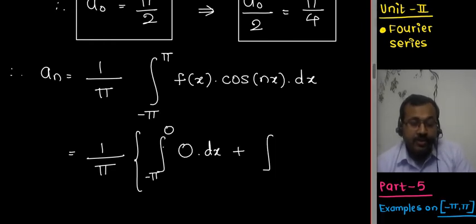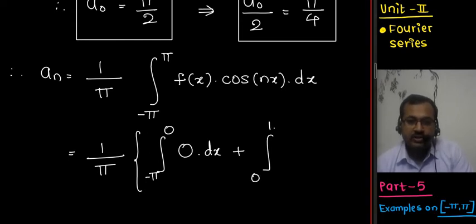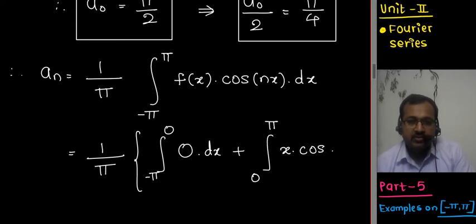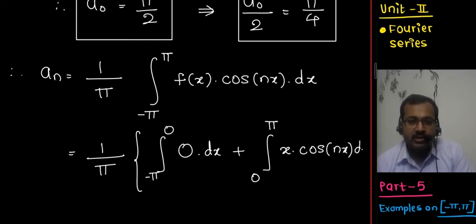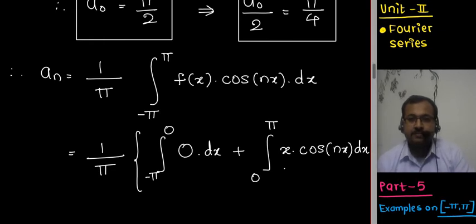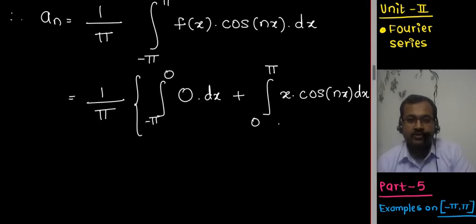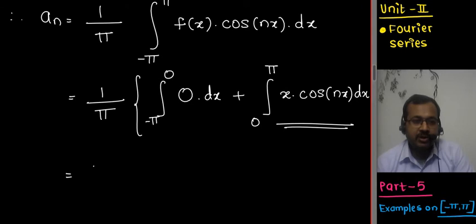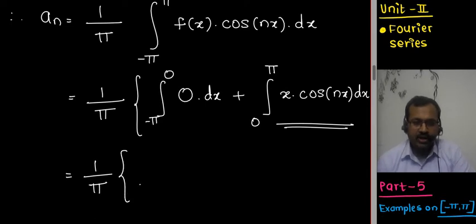In the range minus pi to 0, please correct this. And in the range 0 to pi, f of x is equal to x multiplied by cos nx and integration with respect to x. So let's simplify this integration by using the integration by parts rule. We have discussed this type of integral in the previous example. If you have not gone through it, I request you to please go through the previous lecture.